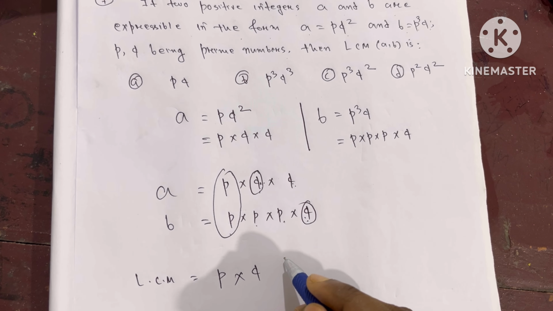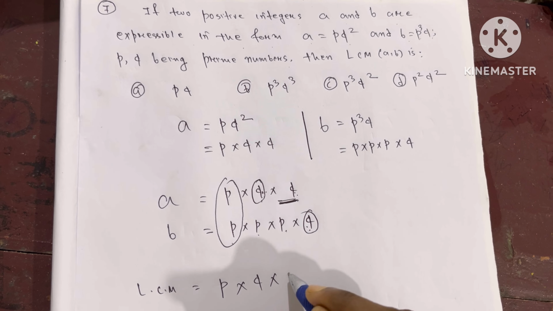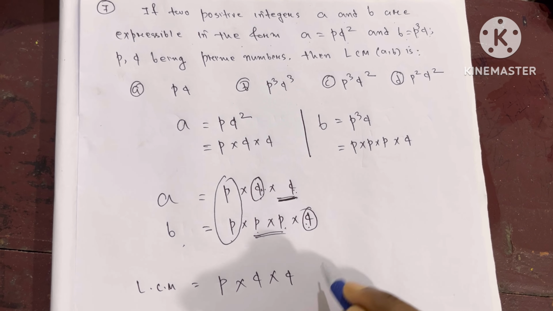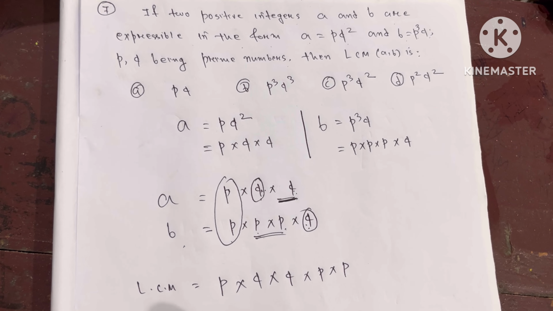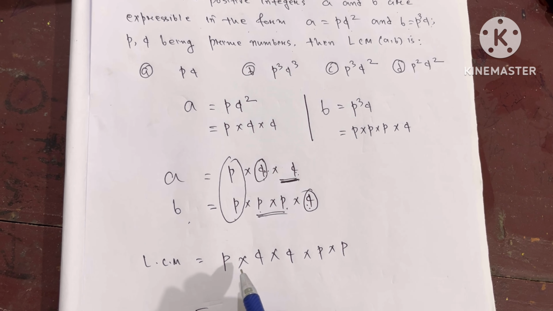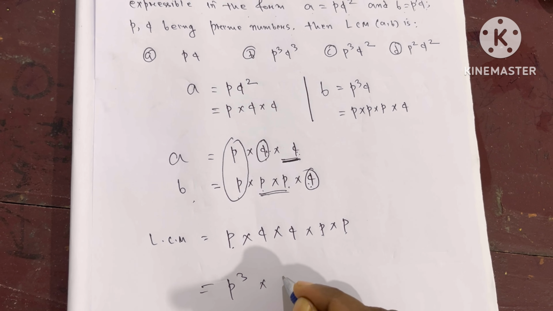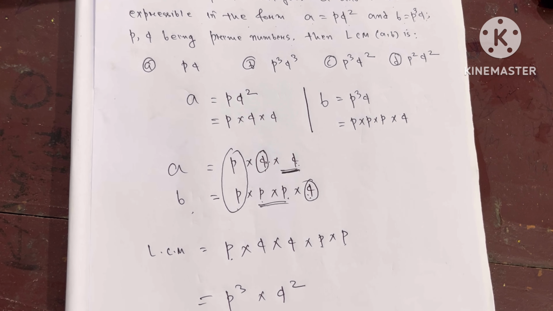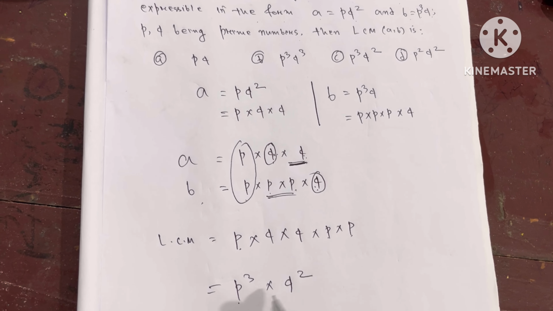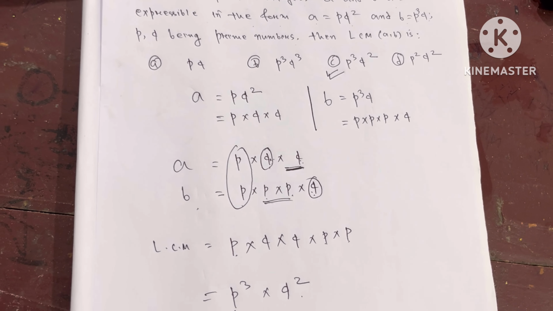So now write the non-common factors. From A you can write Q here, and from B you can write this P here. So if you write in exponent form, what answer will come? How many P did you get? 1, 2, 3. So P power 3. How many Q did you get? You got 2. So which option is correct? I got the answer P cube Q square. So P cube Q square means option C is correct.